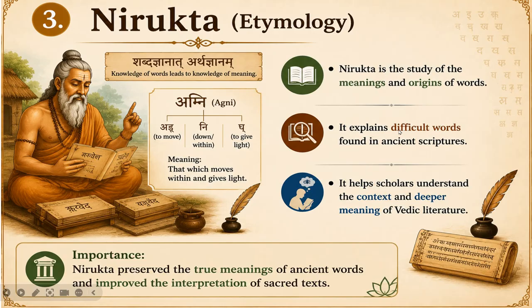Here you can see the key features of the Nirukta. It explains that the discipline studies the meanings and the origin of words, clarifies difficult terms found in ancient scriptures, and enables scholars to understand the context and deeper meaning of the Vedic literature. The accompanying icons represent learning, interpretation, and knowledge, emphasizing the analytical nature of the discipline. So here at the bottom you can see the importance of the Nirukta.